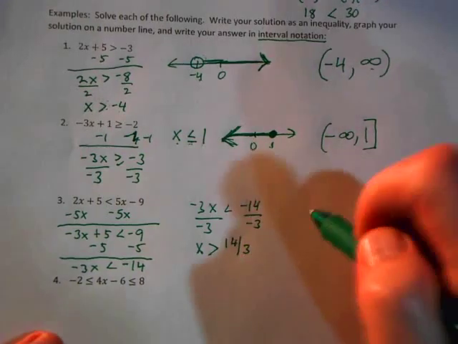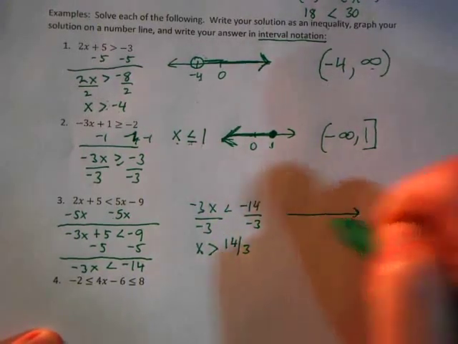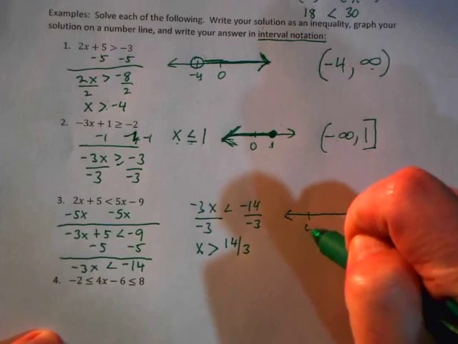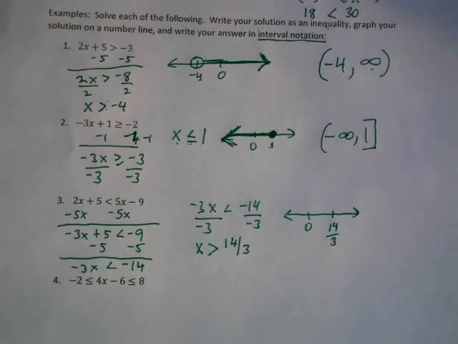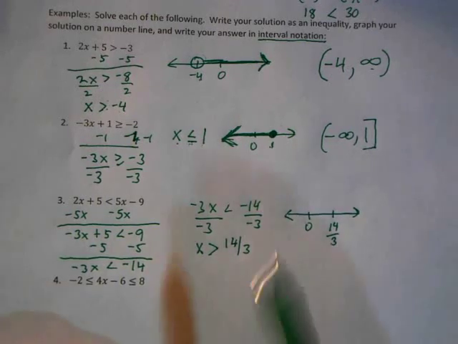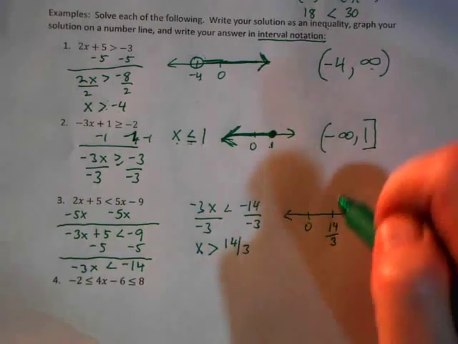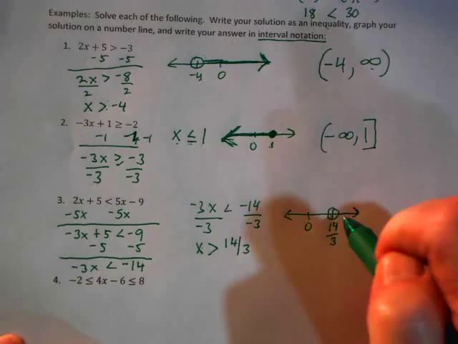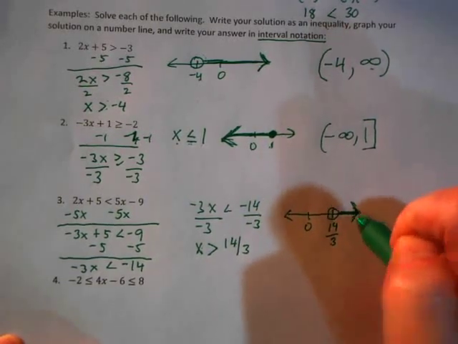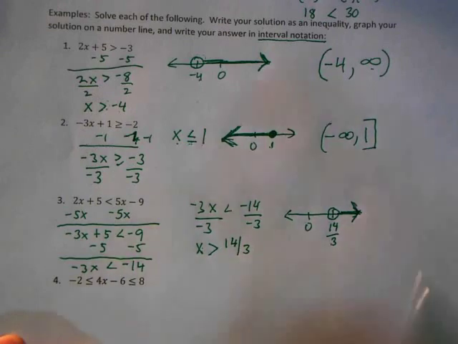When you go to draw your number line, again, number lines do not need to be very fancy. Here's 0. Here's 14/3. I don't know exactly where it is, but I know it's a positive number, so it's to the right of 0. Now, 12 divided by 3 would be 4, so it's a little bit bigger than 4. Not really important. Greater than sign, so a circle. And then we want x to be greater than 14/3. So we shade to the right. Interval notation.